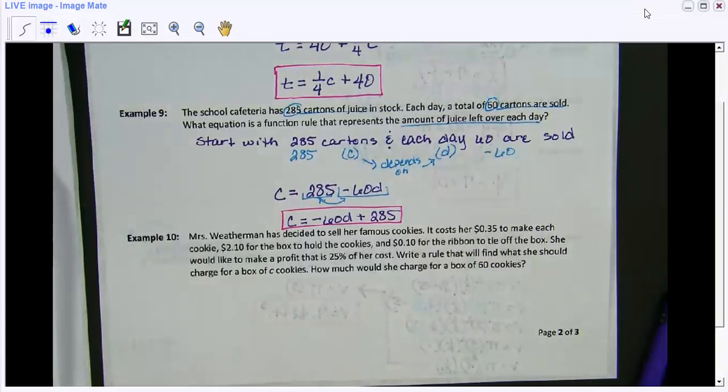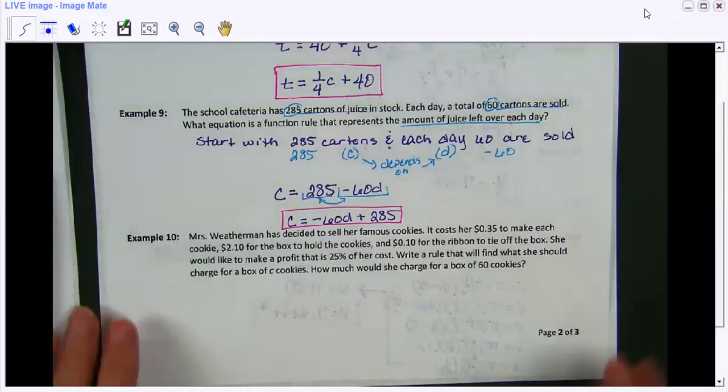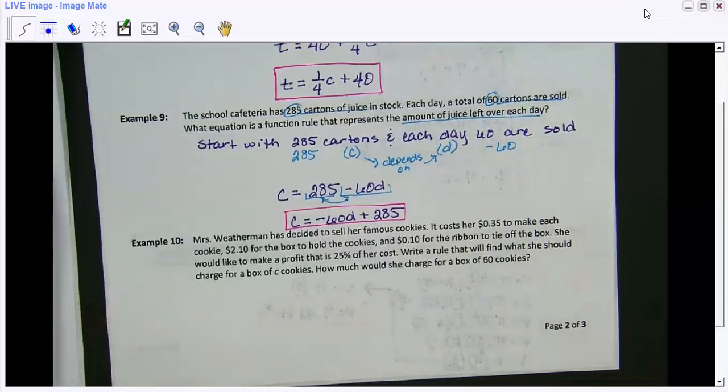It costs her 35 cents to make each cookie, $2.10 for the box to hold the cookies, and 10 cents for the ribbon to tie off the box. She would like to make a profit that is 25% of her cost. Write a rule that will find what she should charge for a box of C cookies. How much would she charge for a box of 60 cookies? So we're gonna write an equation, and then we're gonna solve for the charge for 60 cookies. Okay, so sometimes I like to draw these little pictures that will help me.